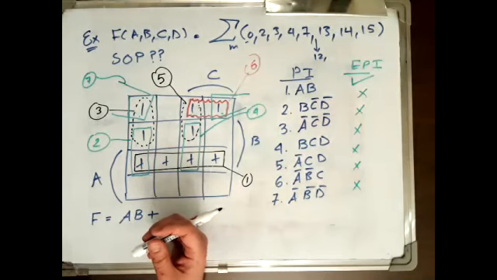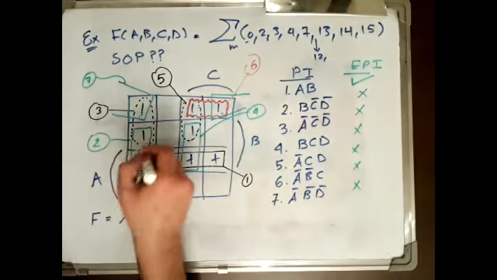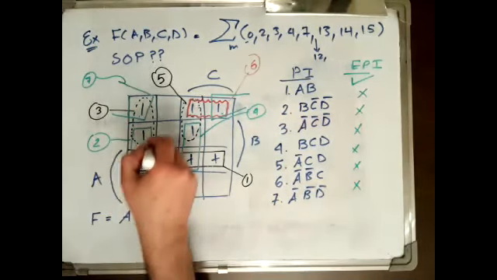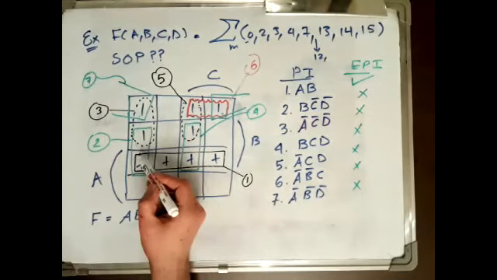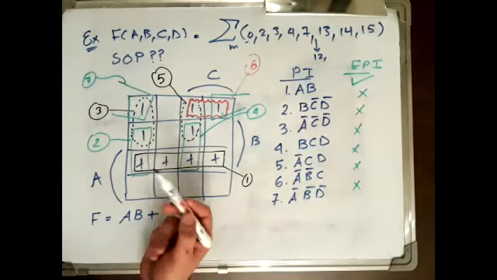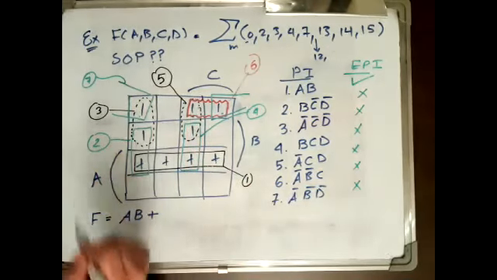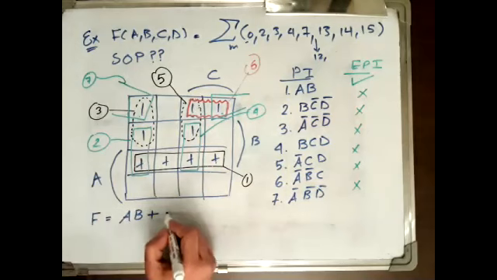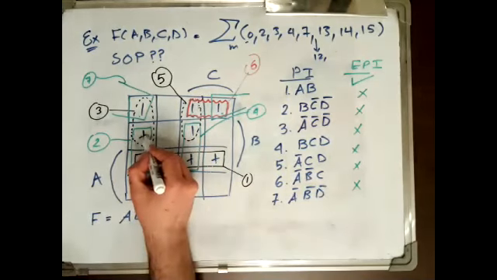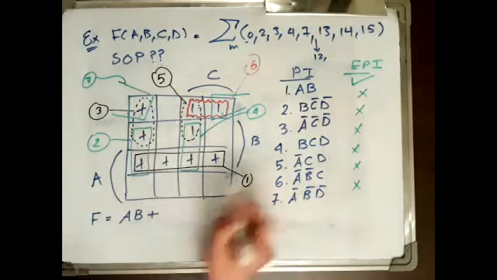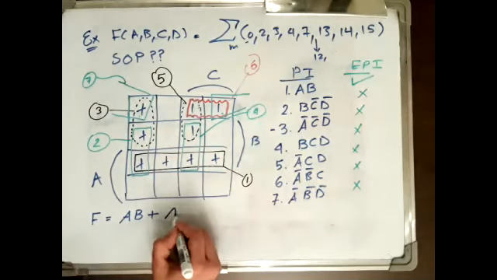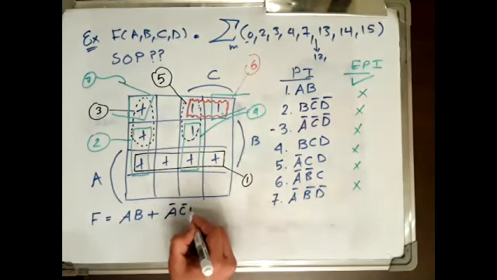Number three, because you can cover two minterms or two ones if you use three. If you use number two, it's fine, but you might need to add another implicant to cover three. So the best choice here is to take three to cover this one, because you will also cover this one. So what is three? Three is A bar, C bar, D bar.